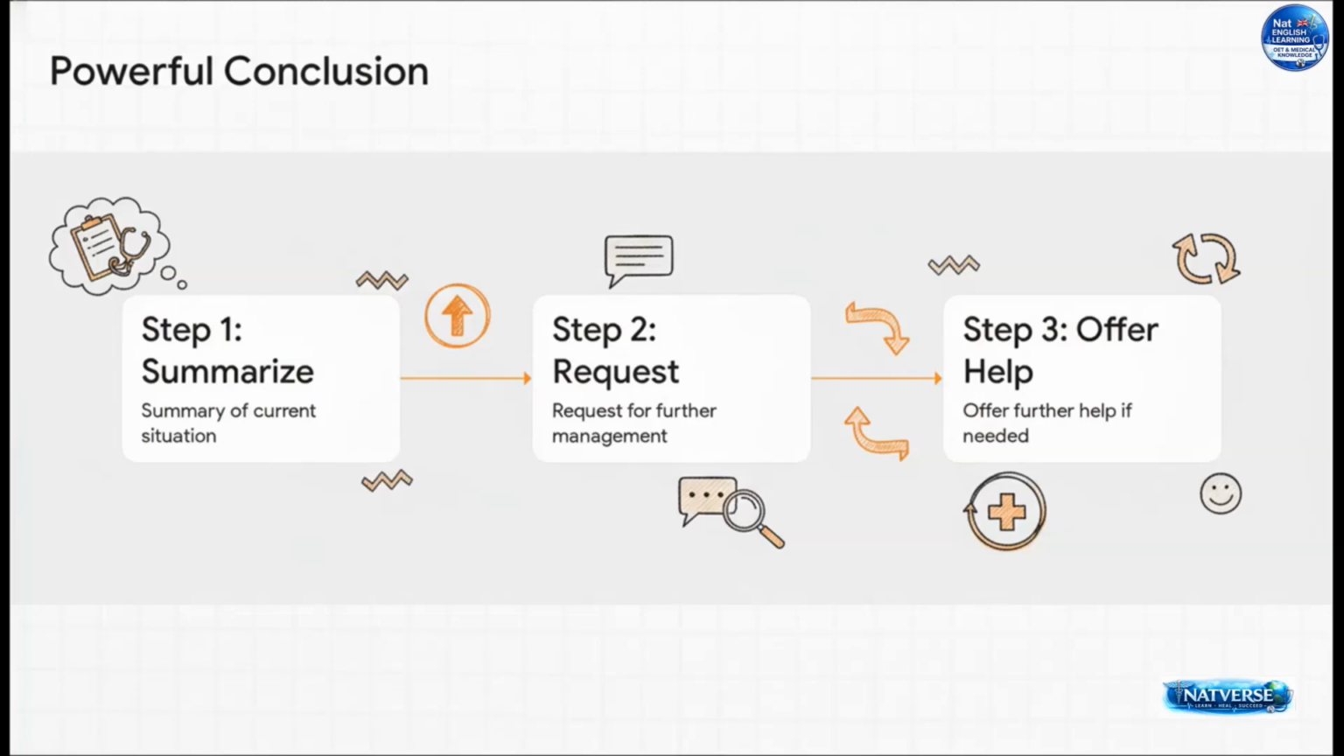And it all boils down to a really simple 3-step process. First, summarize the current situation in just a sentence or two. Second, explicitly state your request for what needs to happen next. And third, offer to help if they need more info. This simple structure closes the communication loop, and honestly, it just strengthens your professional relationships.